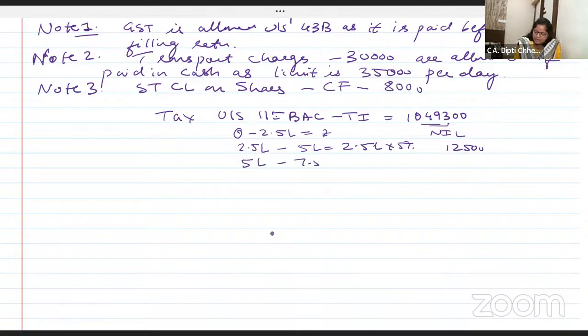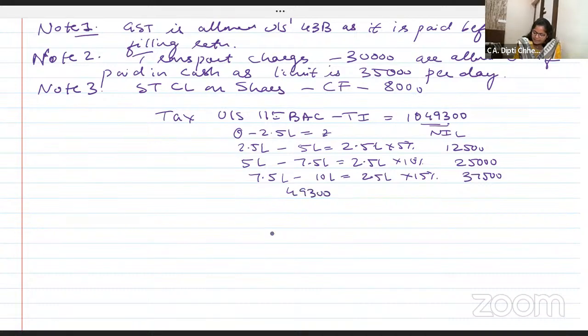5 lakh to 7.5 lakh: on the next 2.5 lakh it is 10%, 25,000 in the new tax regime. 7.5 lakh to 10 lakh: on the next 2.5 lakh it is 15%, 37,500. And above 10 lakh, on 49,300 it is 20%. Above 10 lakhs, don't take 30% blindly.